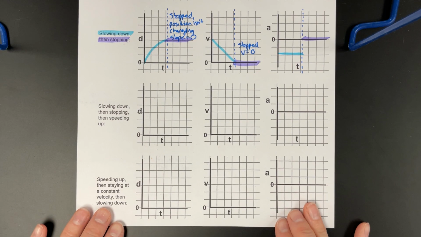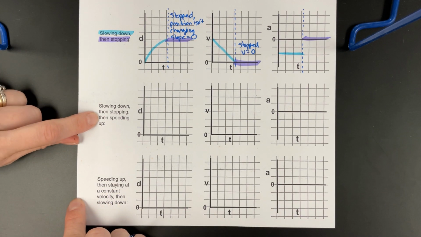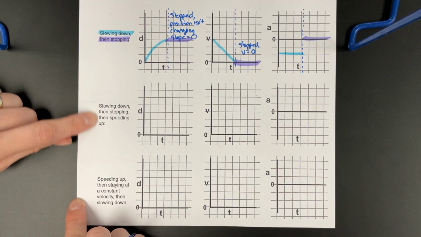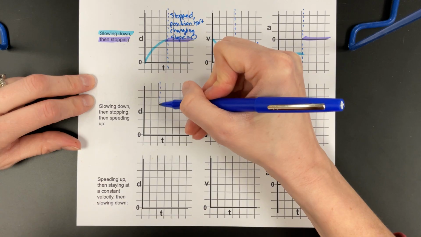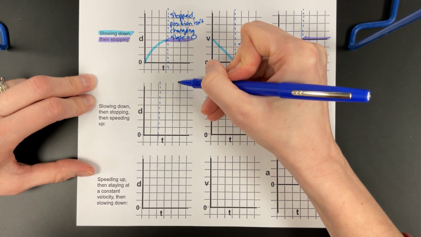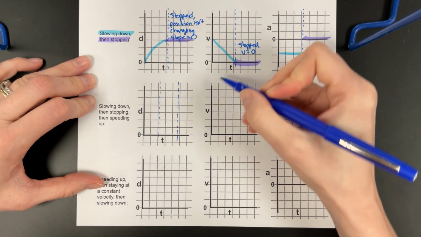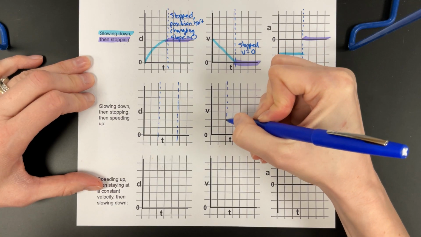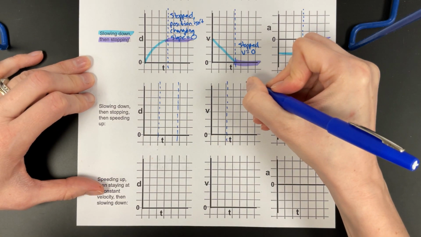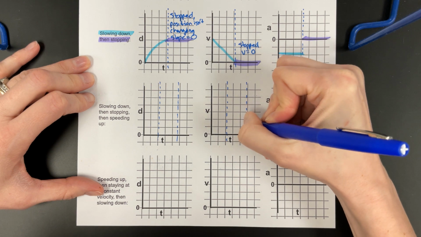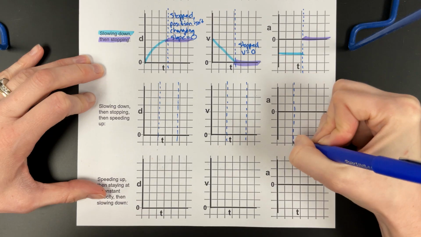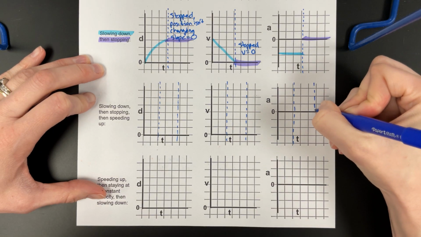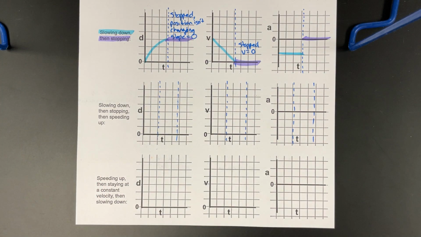Okay, look at the next one. Next one, slowing down, then stopping, then speeding up. This one actually has 3 parts to it. So I'm going to divide my graphs into 3 parts, so I can see those 3 separate parts of the motion. Okay, my graph is ready for 3 parts of my motion.